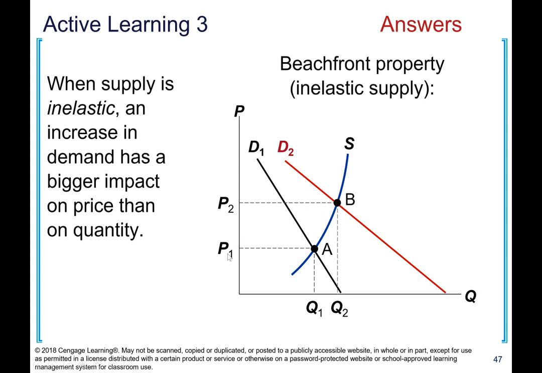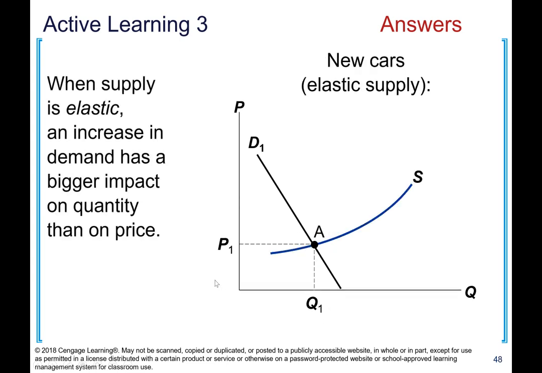And price changing from P1 to P2, quantity changing from Q2 to Q1. When supply is elastic, when supply is relatively flat, an increase in demand has a bigger impact on quantity than on price. As you can see, demand increasing from D1 to D2 and price changing from P1 to P2, quantity changes by a bigger magnitude, elastic supply.